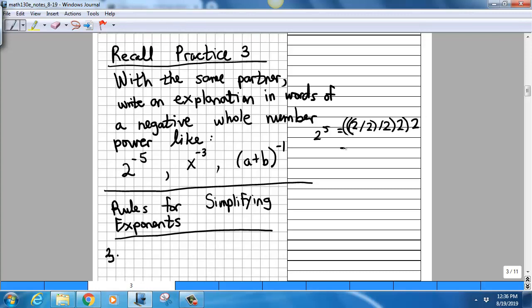What is that? When you calculate that, what do you get there? So we have 2 over 2. That's 1. Divided by 2 is 1/2. Divided by 2 is 1/4. Divided by 2 is 1/16. Yeah, 1/16. All right.